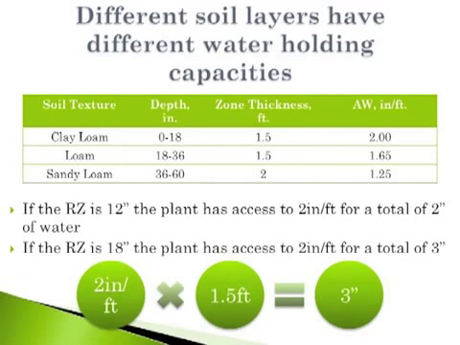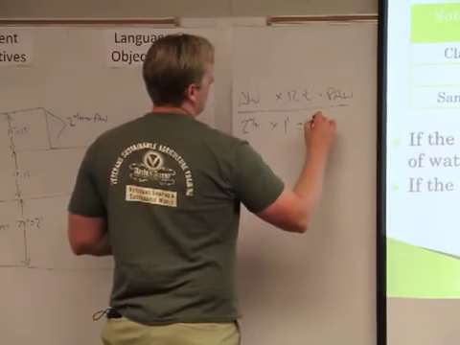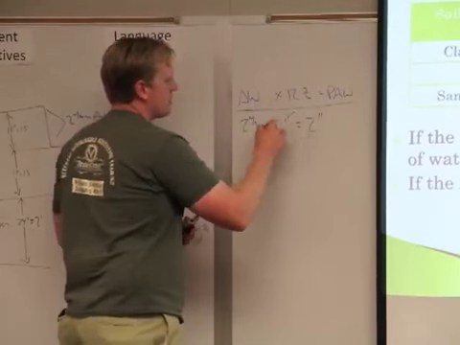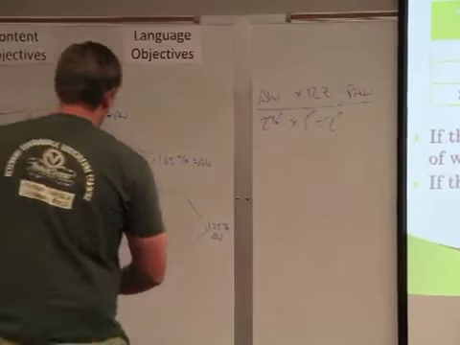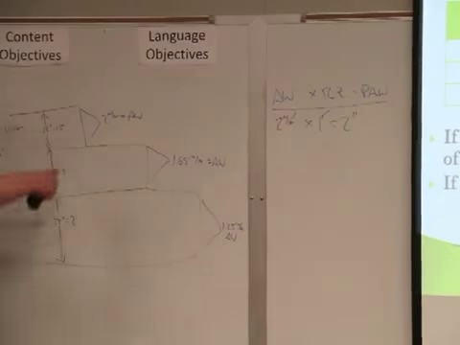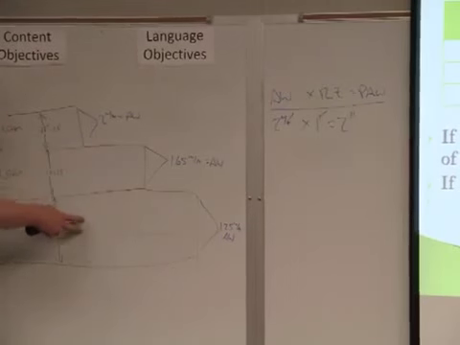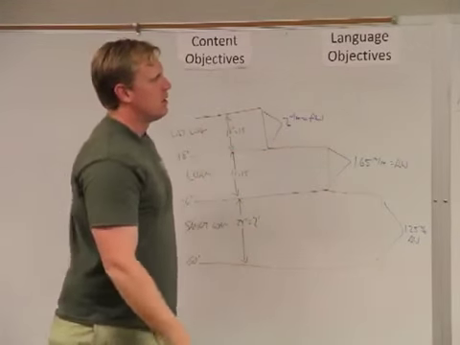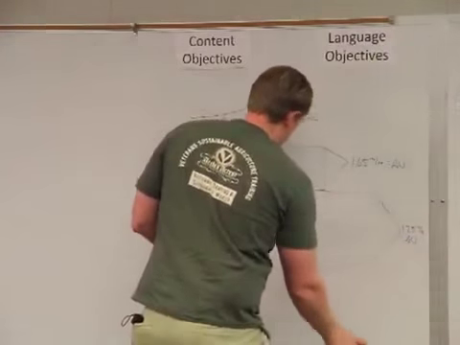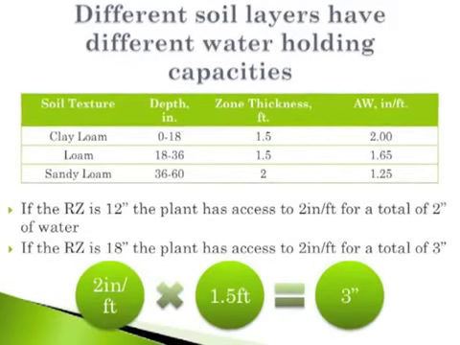So in this case, 2 inches per foot is our available water. We times it by the 1 foot of soil, right? Because 12 inches is equal to 1 foot. We always use RZ in feet, 1 foot, and that gives us a PAW of 2 inches. Feet cancel each other out here, right? Now what happens if the root zone is 18 inches? Well, if our root zone is 18 inches, we're not dealing with different soil types yet, right? We're still in the clay loam soil, which means our available water doesn't change. So in this case, the available water stays the same, 2 inches per foot.